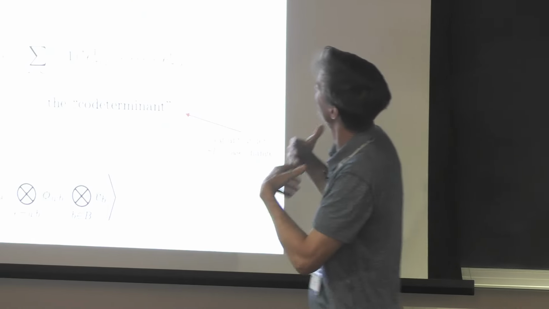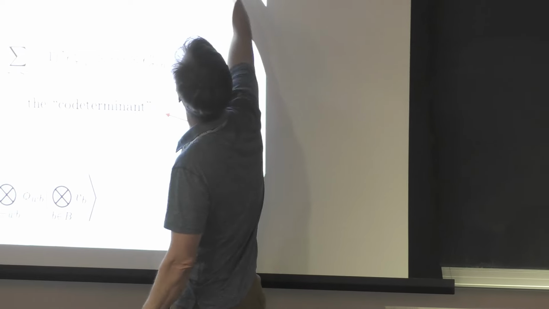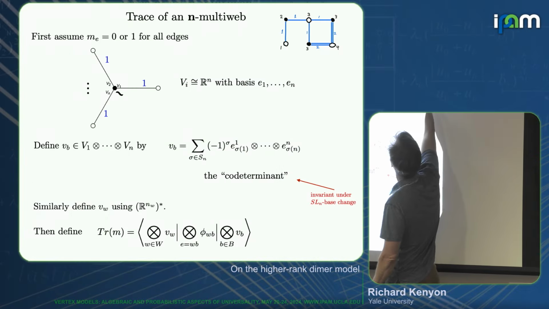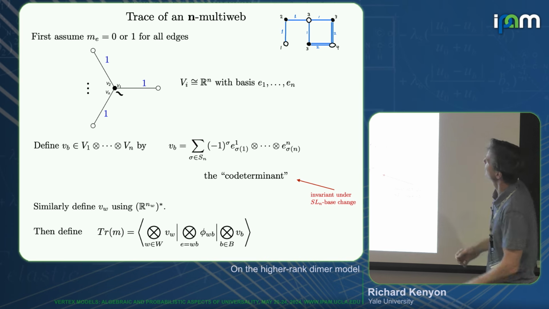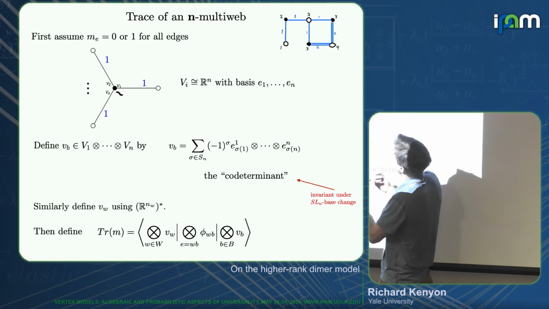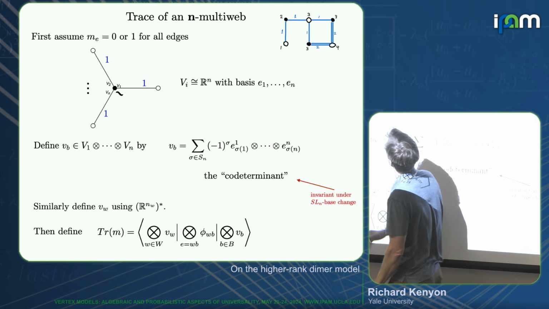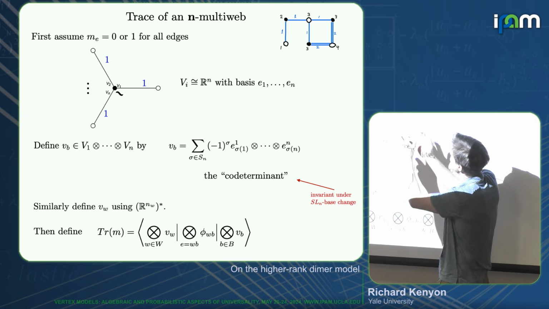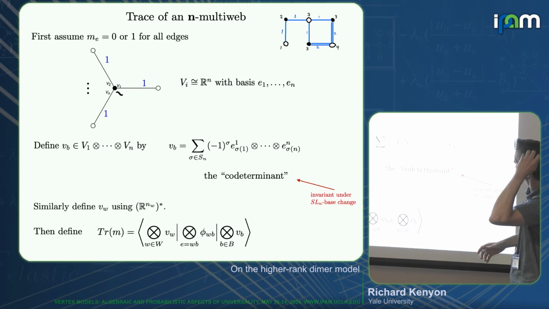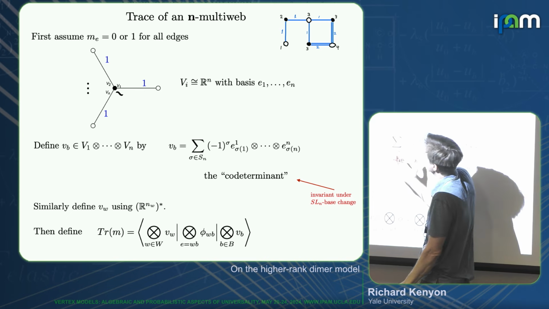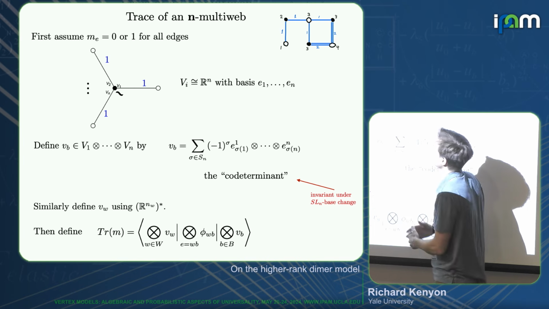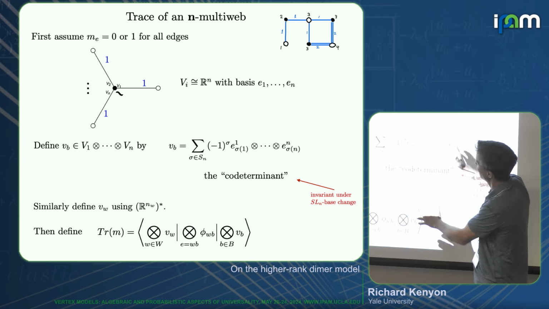But what do you do in a more general case? Remember what a multi-web is. It's this set of multiplicities on the edges. Let me first assume, for the sake of this definition, that all the multiplicities are ones or zeros. The definition is, and then I'll tell you what to do in the general case, a sort of tensor network definition, but it only takes one slide.